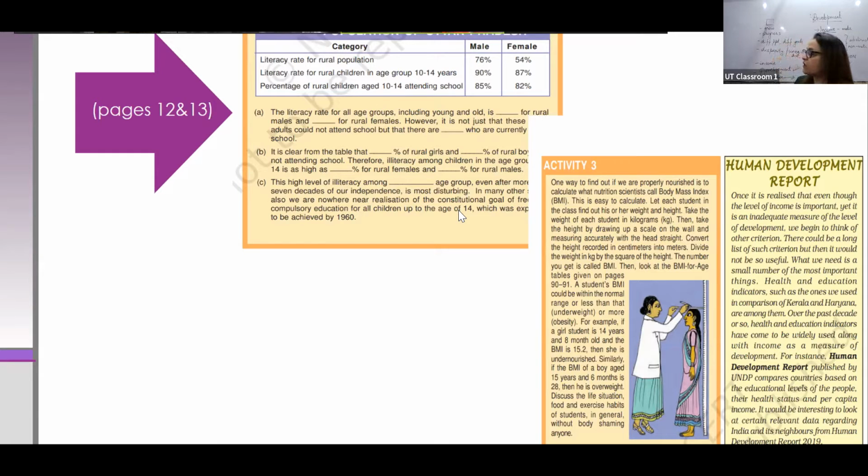Then take the height by drawing up a scale and accurately measuring. Convert the height recorded into meters. So height you are going to need in meters. Divide the weight in kg by the square of the height. Divide the weight in kg by height squared. Whatever answer you get, you might get some 15.2 or whatever, like it's given in this example.